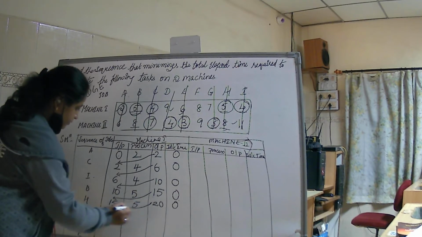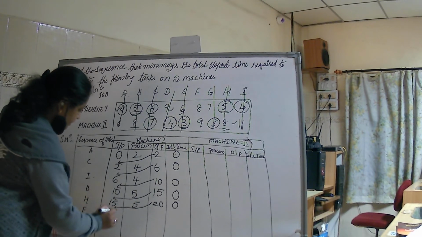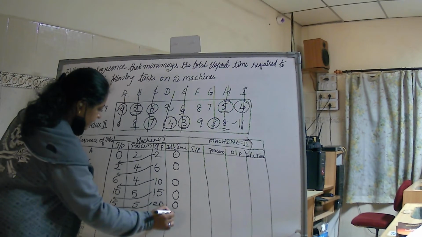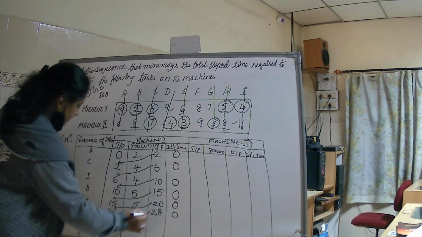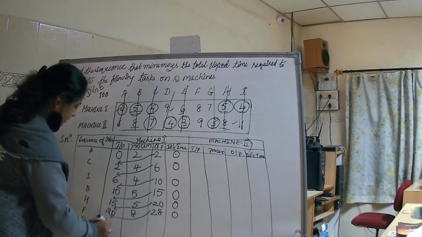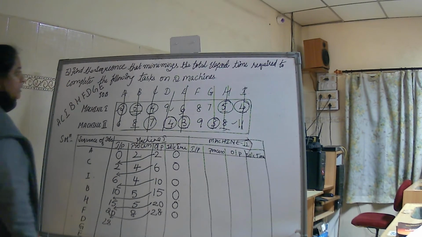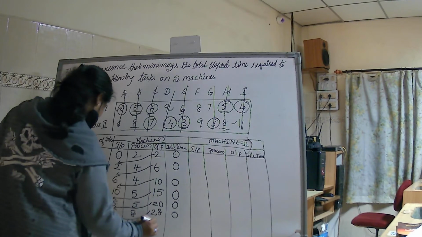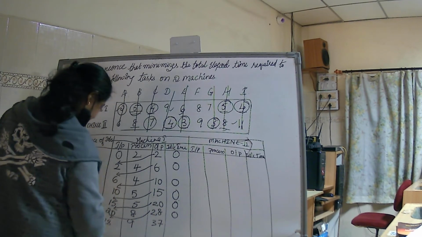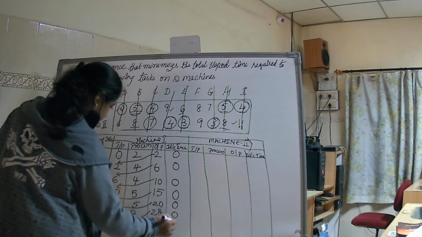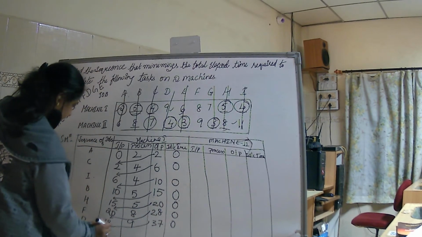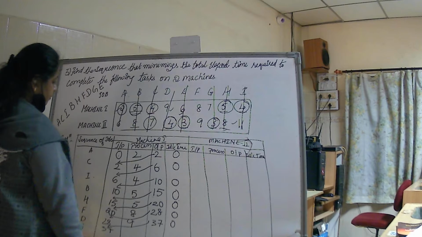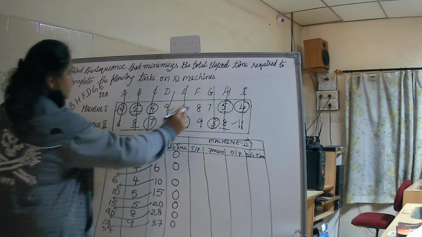Then the next output becomes the input, that is 20. The F value here is 8, so it becomes 28. Idle is 0, 20 minus 20. Then next comes 28. The process value for D here is 9, so 28 plus 9 gives me 37. The idle value, 28 minus 28, becomes 0. Then 37 is my input value. The process value of G is 7 here.